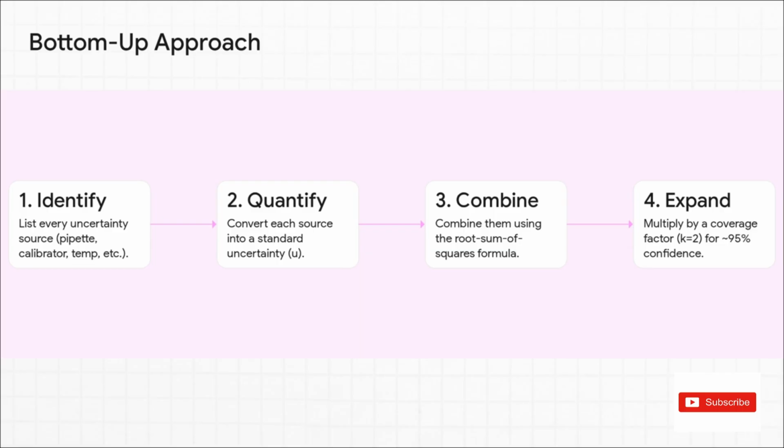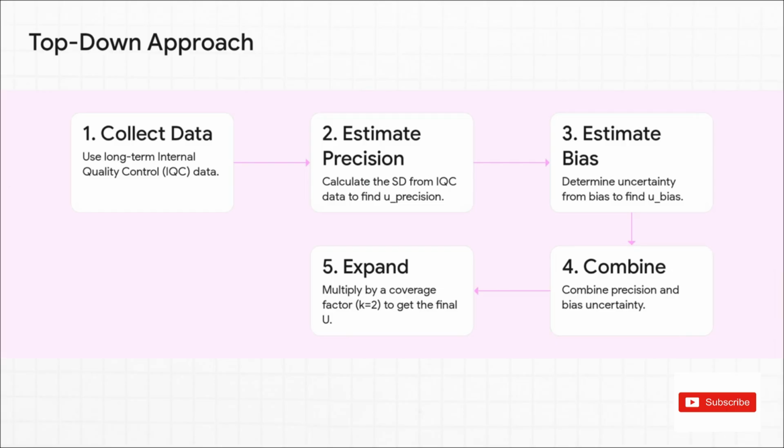It's incredibly thorough, but man, it can get complicated fast. Now, the top-down method, which is way more common in clinical labs, is just so much more practical. It starts with the lab's own long-term quality control data to measure its precision, and then it factors in an estimate for bias. You combine those two main ingredients, expand the result, and you're good to go. Let's actually see how this works.